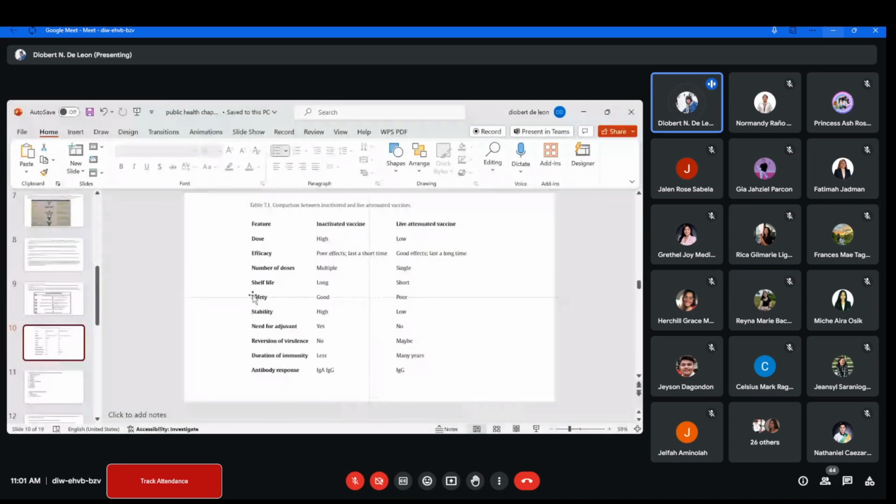Okay, these are actually the comparison of your inactivated and live attenuated vaccines. Okay, guys, for the inactivated vaccines, we're actually using live bacteria or virus here. But then ginapatay lang na siya, no, prior to induction. While the live attenuated vaccines, kani siya gagamit kita specific bacteria or pathogen, no?